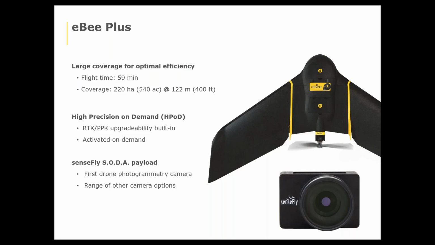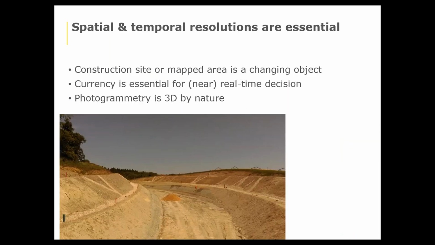Here it's the SenseFly S.O.D.A., which is a camera that is designed, that is made for drone photogrammetry applications. It means that it's robust, it's stable, it's light, and it takes very nice pictures in many different conditions of light, even if it's cloudy or if the weather is not perfect. The good news is with the eBee+, you can add different payloads. It could be a multispectral camera like the Parrot Sequoia or a thermal camera like the thermoMAP.